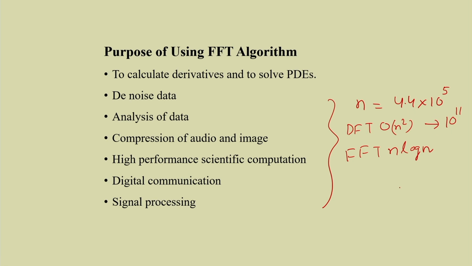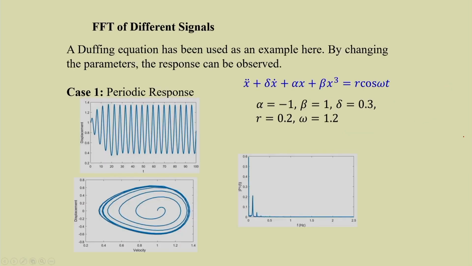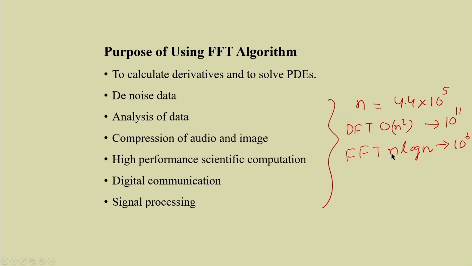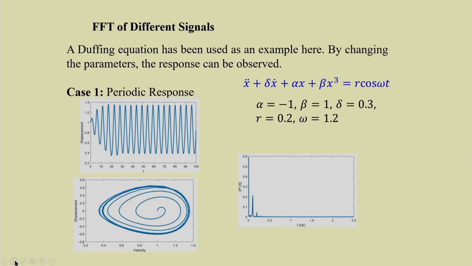So, if you do this n log n, it will be of the order of 10 to the power 6. So, you just see, you have reduced the size extensively here. You have reduced the size from 10 to the power 11 to 10 to the power 6. So, 10 to the power 5 order of reduction you have achieved by using this FFT algorithm instead of using the original DFT algorithm. Okay.